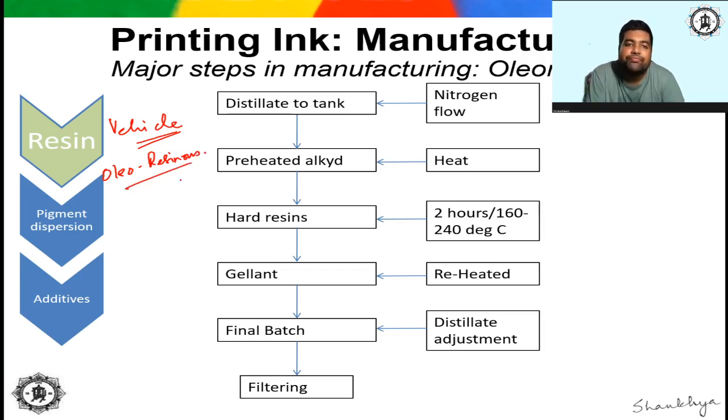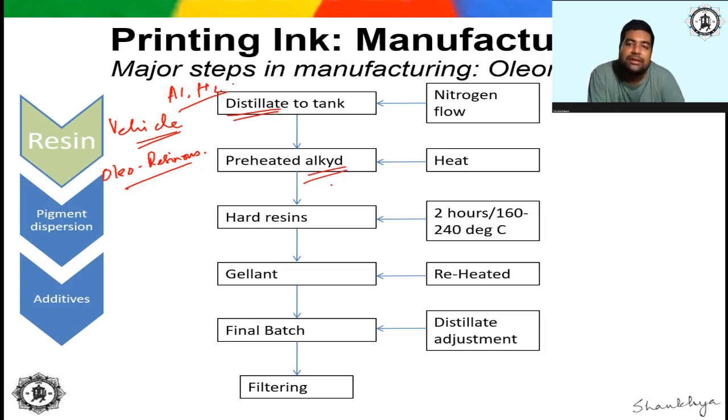So what happens? First we add the distillate. Distillate is the petroleum distillate that we already talked about. It is more likely to be an aliphatic hydrocarbon, right? Aliphatic hydrocarbon. That is added to the tank in the presence of nitrogen flow. Why nitrogen? Because nitrogen is inert in nature, it does not react with anything that is present within the reaction environment, right? Next we add the preheated alkyd.